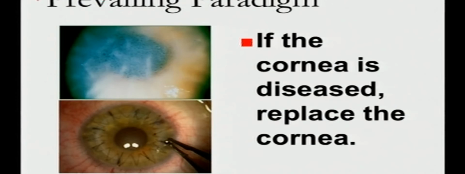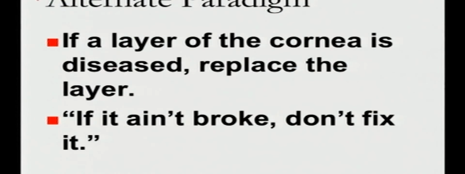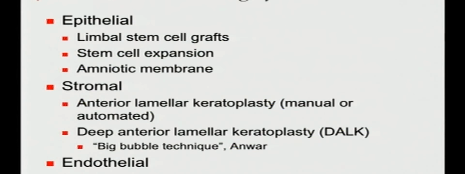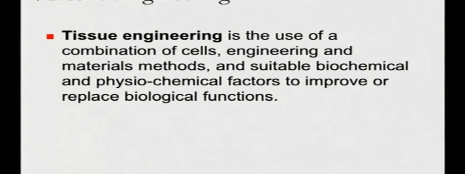In the past, when the cornea was diseased, we replaced the entire cornea. Now we think that if one part of the cornea is diseased, let's just repair that particular part. So the idea of selective surgery is important. And of course, we do selective stromal surgery with lamellar keratoplasty and endothelial keratoplasty. But in this case, we're going to talk about selective corneal interventions of the epithelium related to limbal stem cell grafts, stem cell expansion, and using different sorts of biomaterials for this.